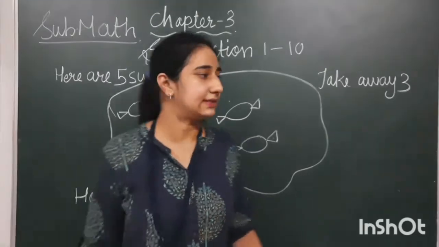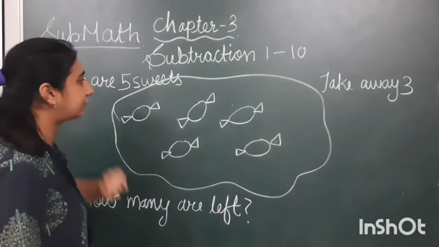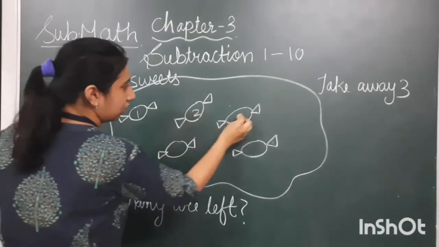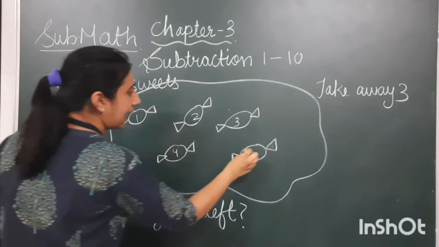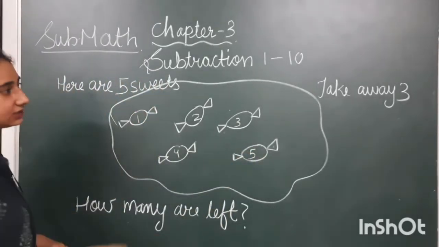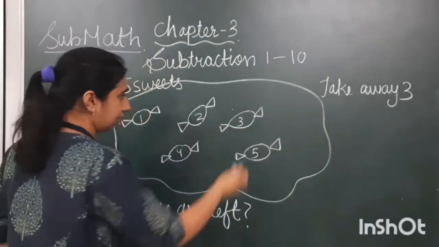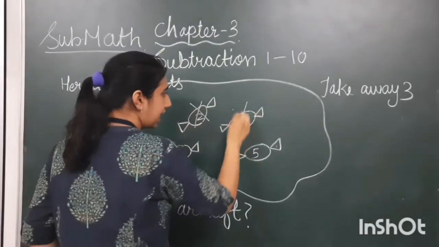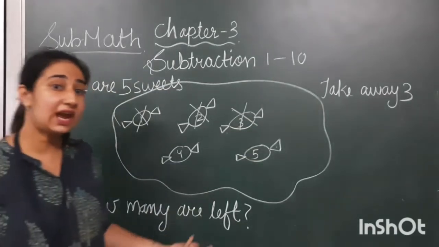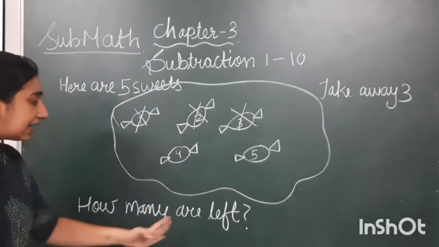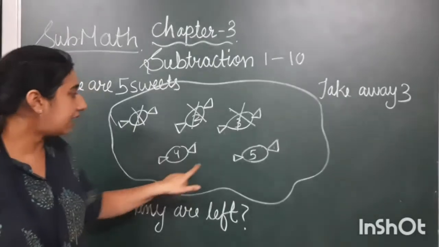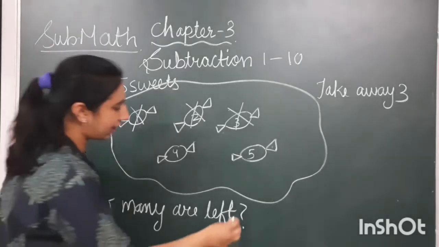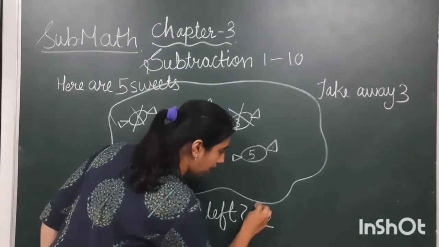Now have a look at this. Here are 5 sweets. I have drawn 5 sweets here. 1, 2, 3, 4 and 5. 3 are taken away from me, so I will cross 3 candies. 1, 2 and 3. And the remaining candies are with me. How many are left with me? 1 and 2. Only 2 sweets are left with me. So I will write here 2 and we'll make a box.